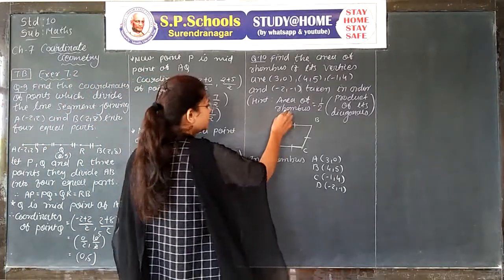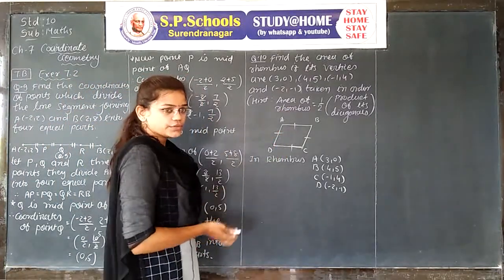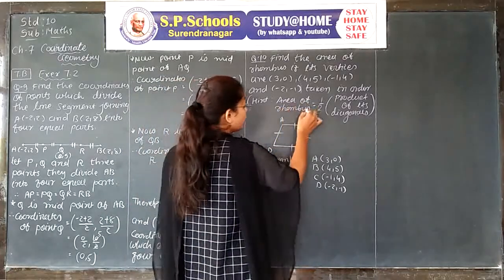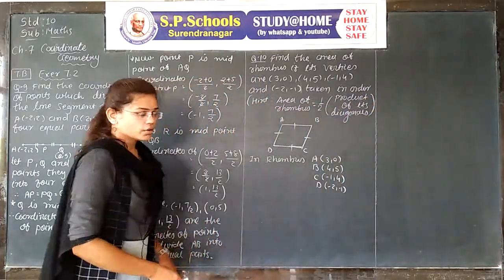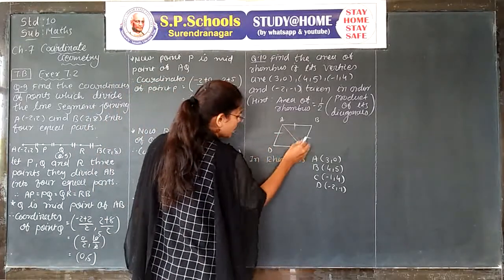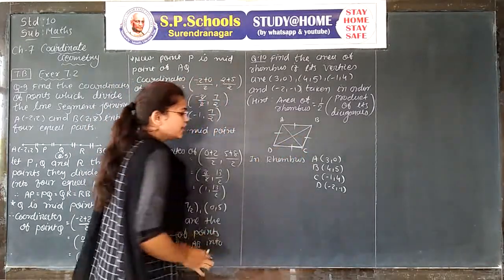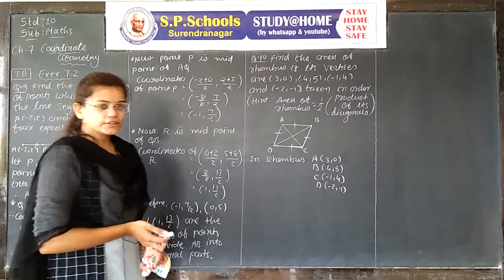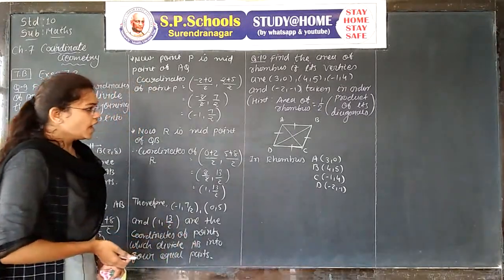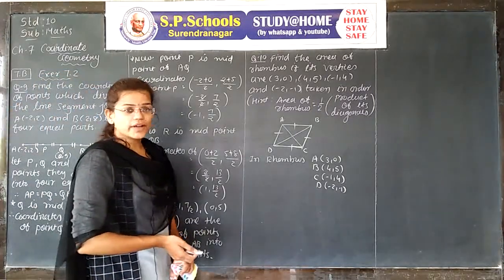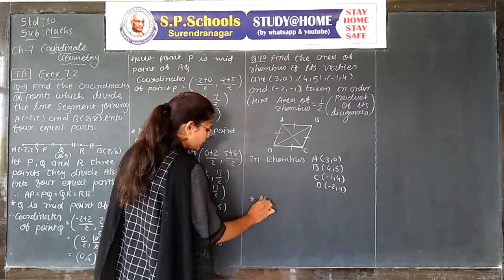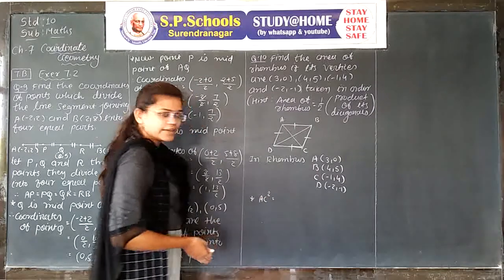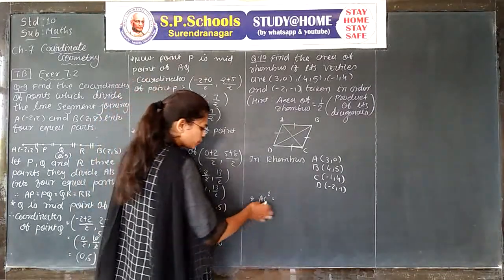We know the hint is given in our textbook. As we know from standard 9, area of a rhombus is equal to 1 upon 2 product of its diagonals. The 2 diagonals are AC and BD. That's why first of all we need to find the lengths of diagonals AC and BD. Now we know how to find the length using the distance formula. So first of all we find AC square and BD square, then take the square root.